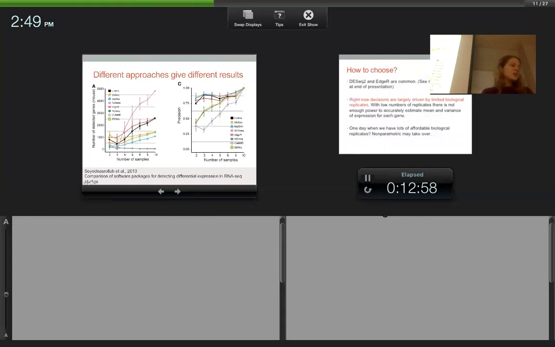But the overall story is that as you increase the number of samples, the number of detected genes in general tends to go up no matter what package you use. The other thing is that as you increase the number of samples, your precision tends to go up. So same story as last time. The more biological replicates you can get into the experiment, the more likely it is you will find real differences, and no matter what statistical package you pick, it will be sufficient to find those differences.